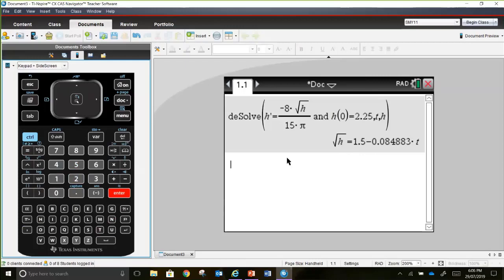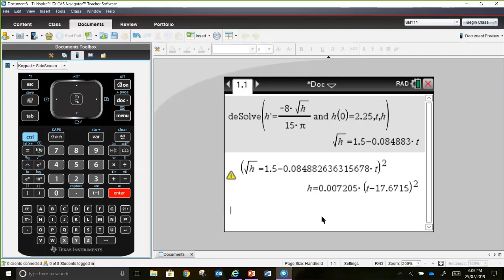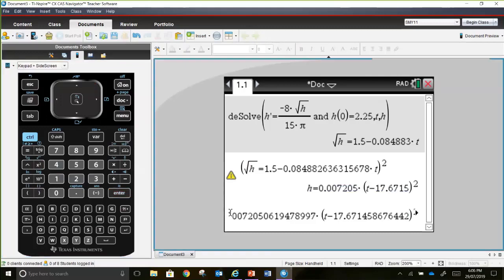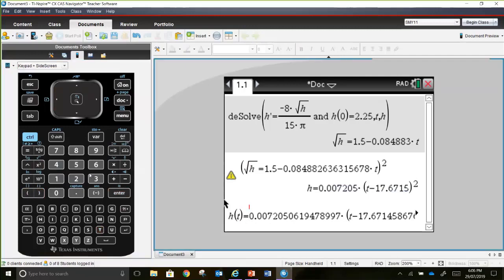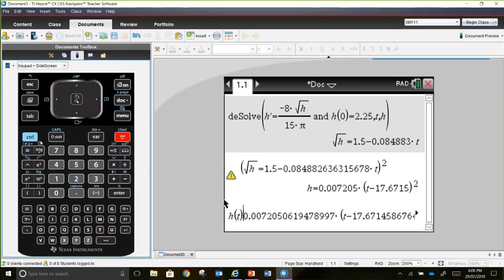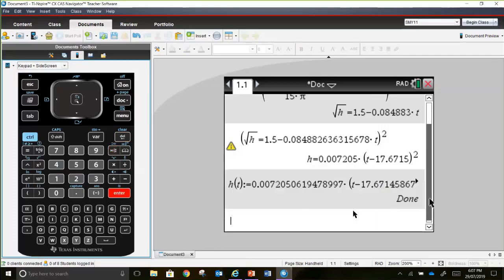It's square root h, which is not what we want, but if I press square, I have the relationship for h. To be able to use it, I want the calculator to remember that this is h in t. So I go to the left and say I want it to be h(t), but instead of using equal, we delete that and use the assign sign. So I'm telling the calculator, remember, that's my h(t), and I press enter.